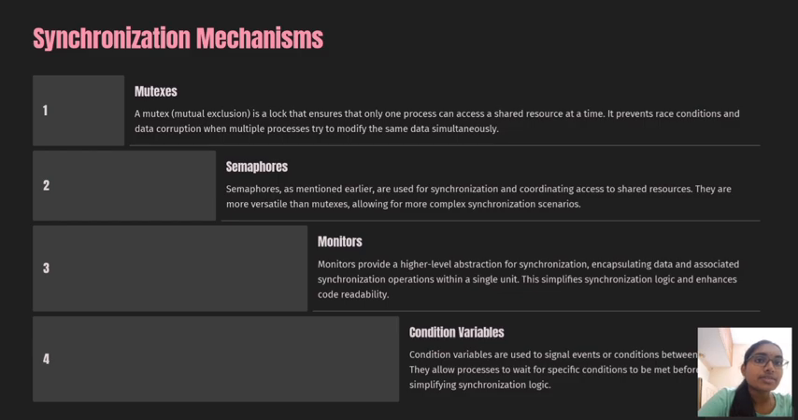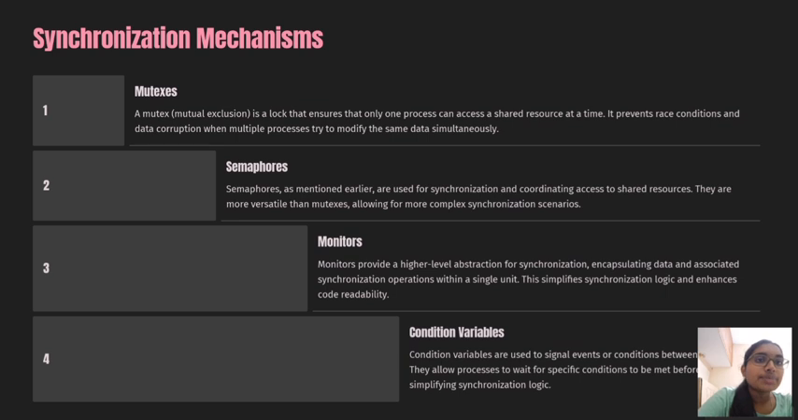Synchronization mechanisms. Mutexes, semaphores, monitors, and condition variables. A mutex, meaning mutual exclusion, is a lock that ensures that only one process can access a shared resource at a time. It prevents race conditions and data corruption when multiple processes try to modify the same data simultaneously.